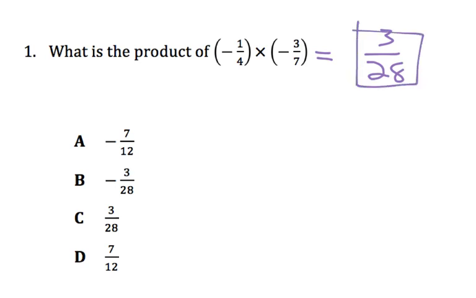You can kind of check down here. You see they're trying to trick you because they put the negative form of the answer and the positive form of the answer. So you just have to know that the answer is C.